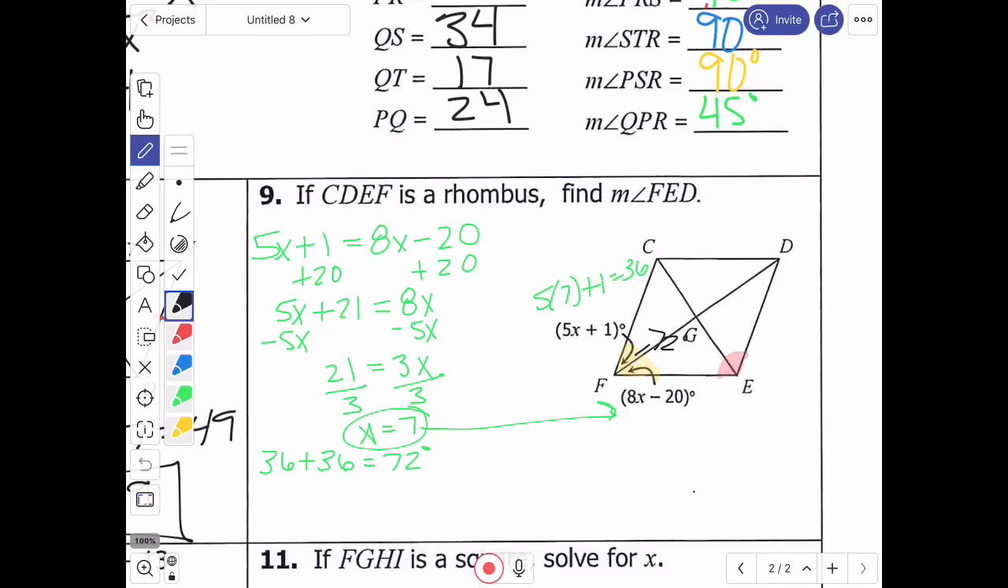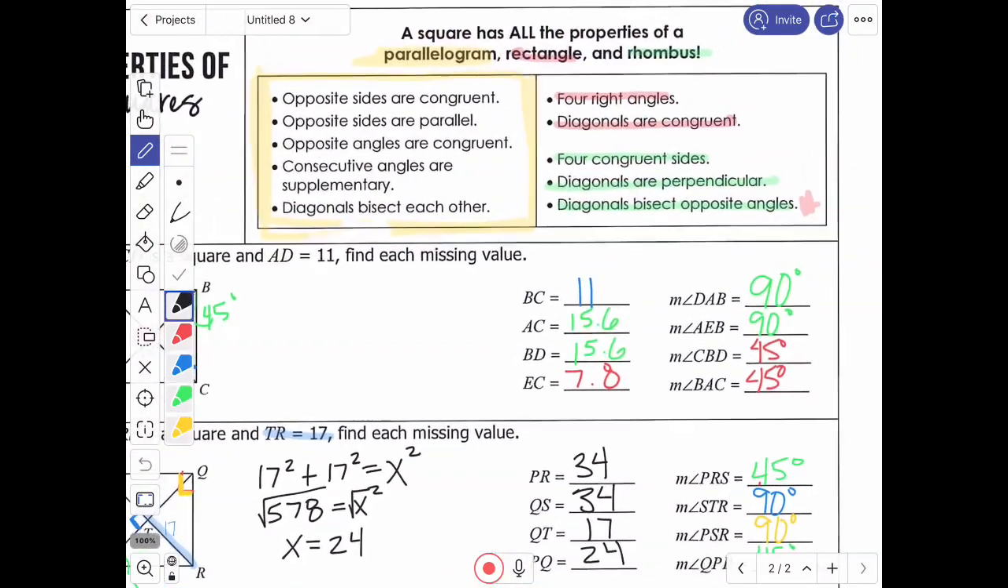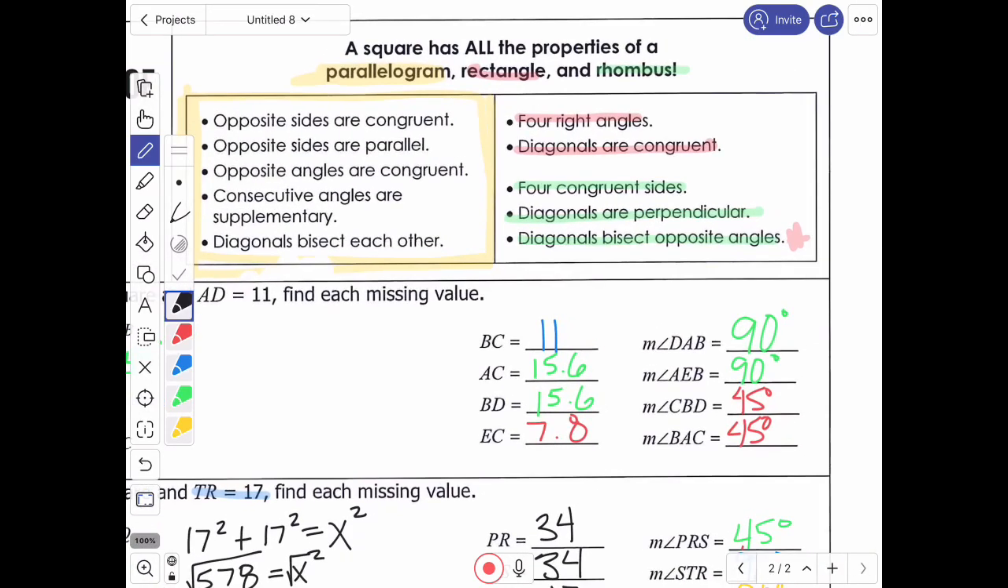Okay, so the other thing that we're going to look at in my properties, I definitely don't have 4 right angles. These are all my rectangle properties, so I'm not going to look at those. 4 congruent sides, diagonals are perpendicular. None of those deal with angles. I already used this one.